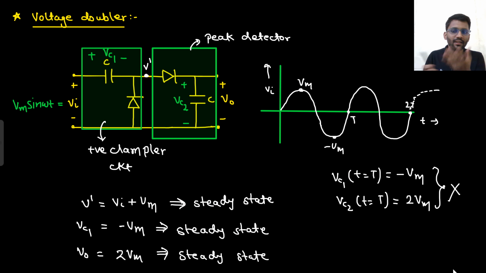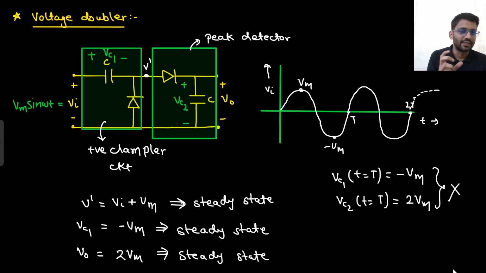Here what was happening? A clamper and a peak detector. That's it. But now in this question you could see two circuits, a positive clamper and a peak detector. But there will be many circuits where you will not be able to see the circuit. So how will you solve those problems? That we will see now.